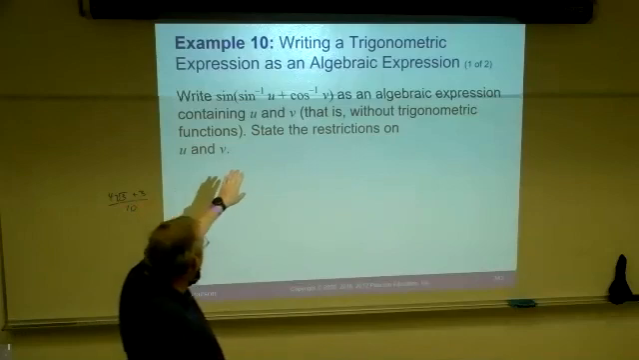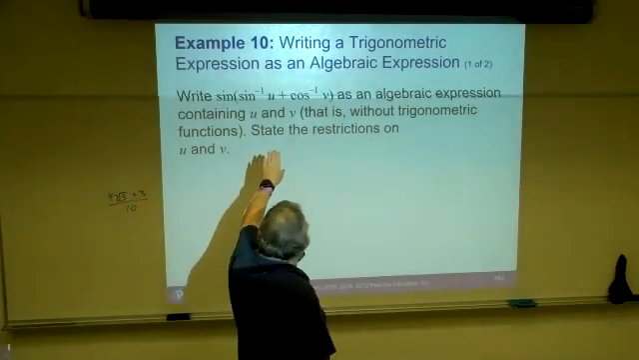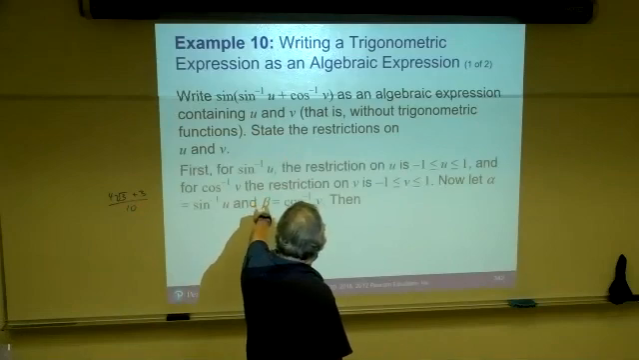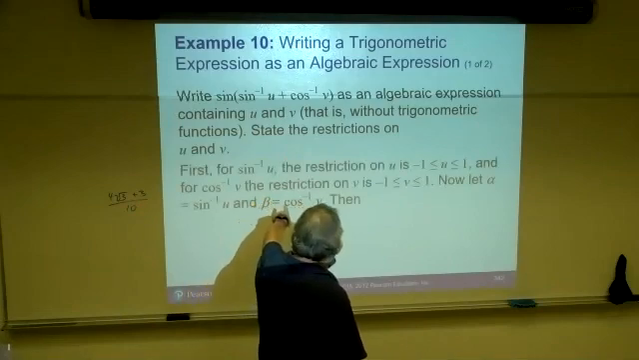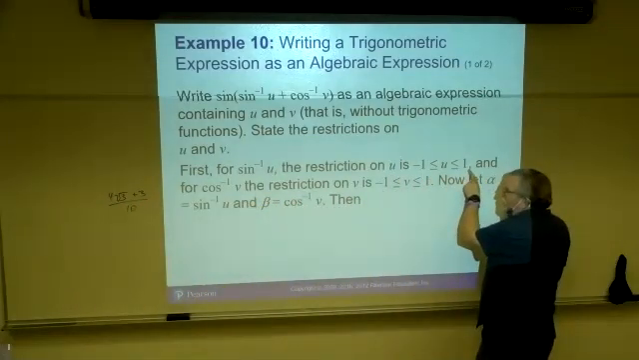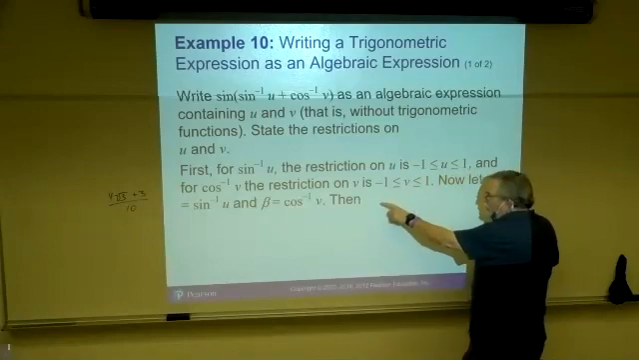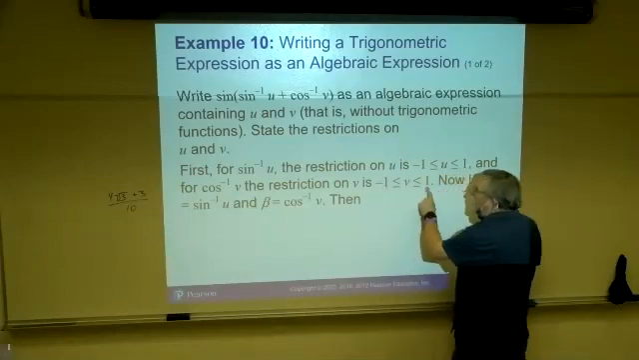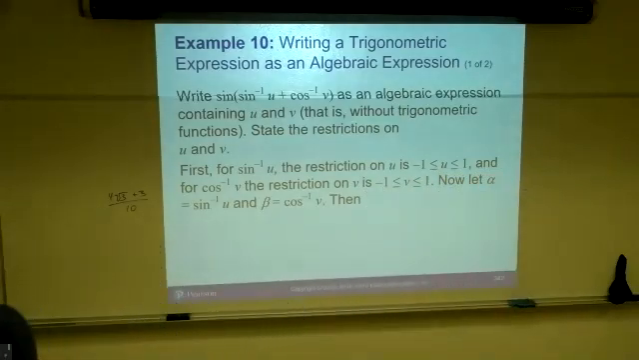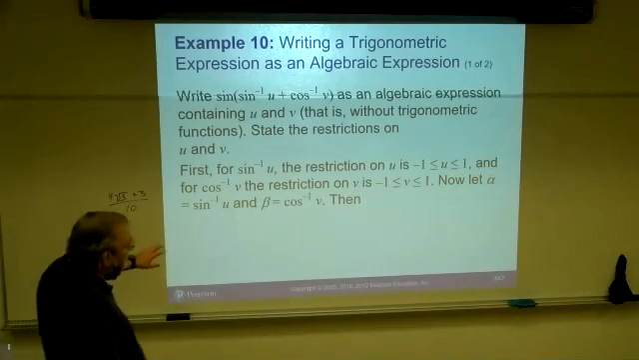So we're going to do something similar, where sine inverse u is alpha, and cosine inverse v is beta. All right. So the restriction on u is from -1 to 1. And with cosine, the restriction again is from -1 to 1, because we can only take sine and cosine inverses of the numbers between -1 and 1. Okay, so those are restrictions on v and u.